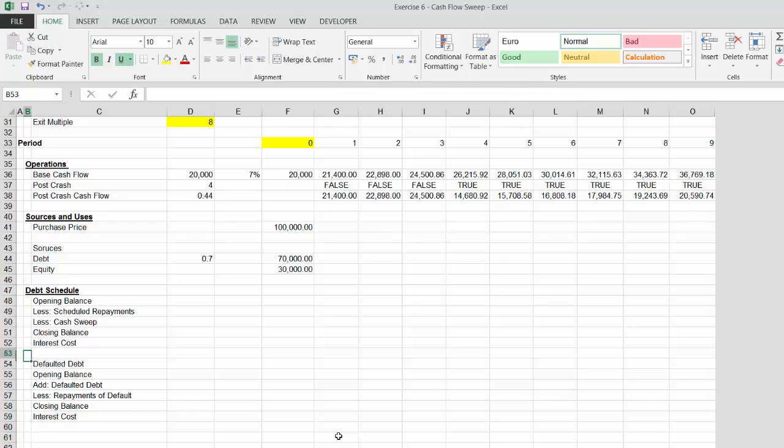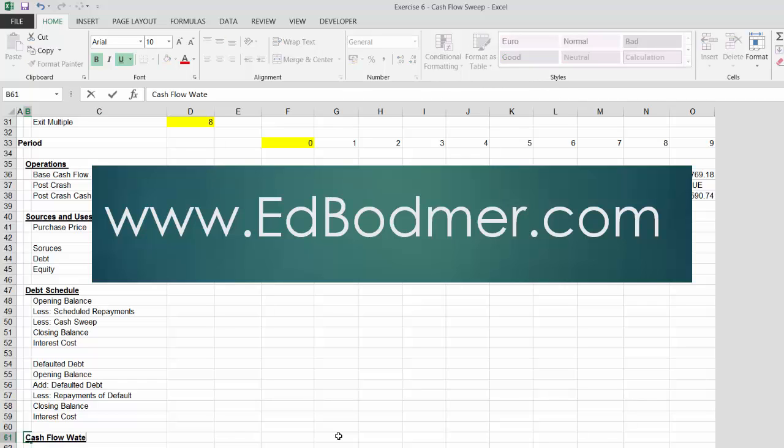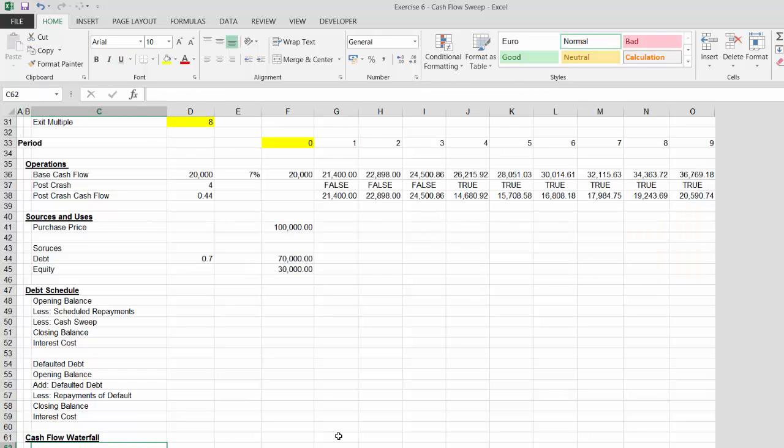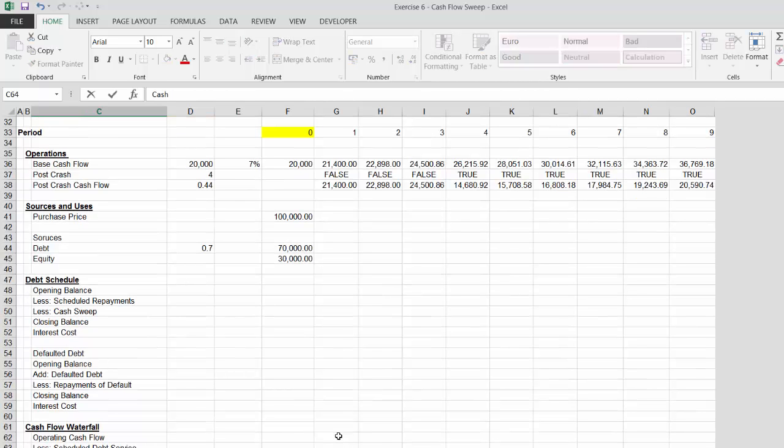And before we start filling this in, it might be a good idea, that's what I suggest in the book, to put in a cash flow waterfall. And we start with our cash flow, which is up there. I'll call it our operating cash flow. Okay, and then we can take away the scheduled debt service just like we have been. And then that gives us our cash flow sweep.